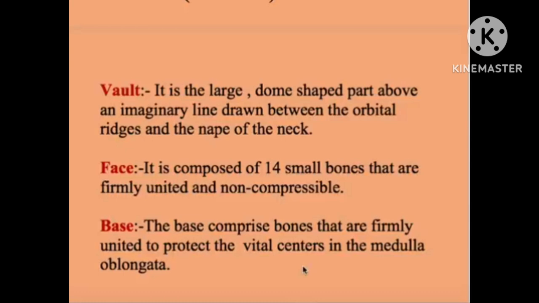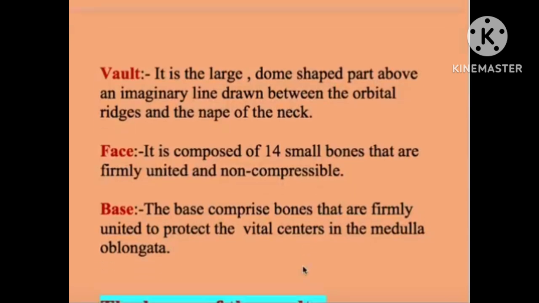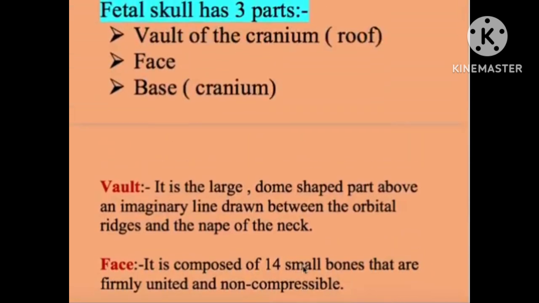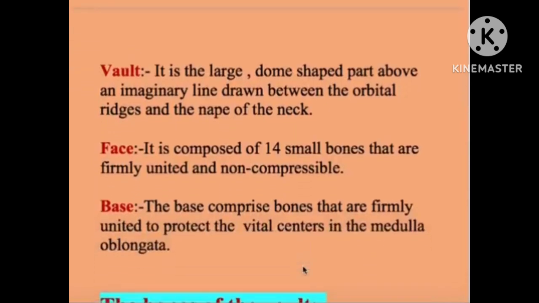Next one is the face. It is composed of 14 small bones that are firmly united and non-compressible. It cannot be compressed. Next one is the base. The base comprises bones that are firmly united to protect the vital centers in the medulla oblongata. So these are the parts of the fetal skull: vault of the cranium, face and base.